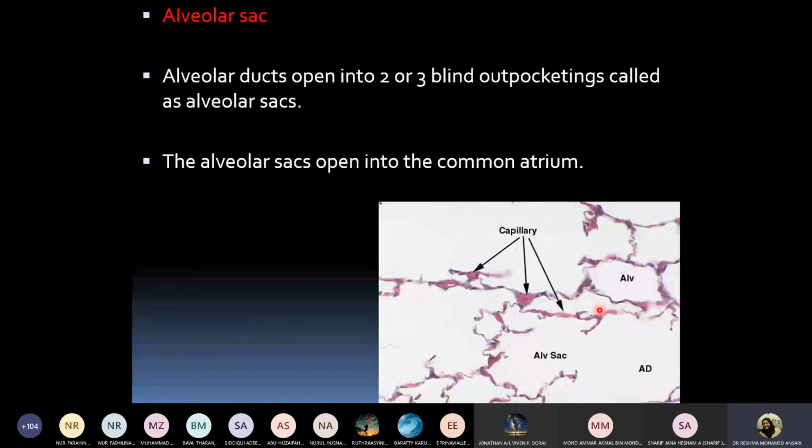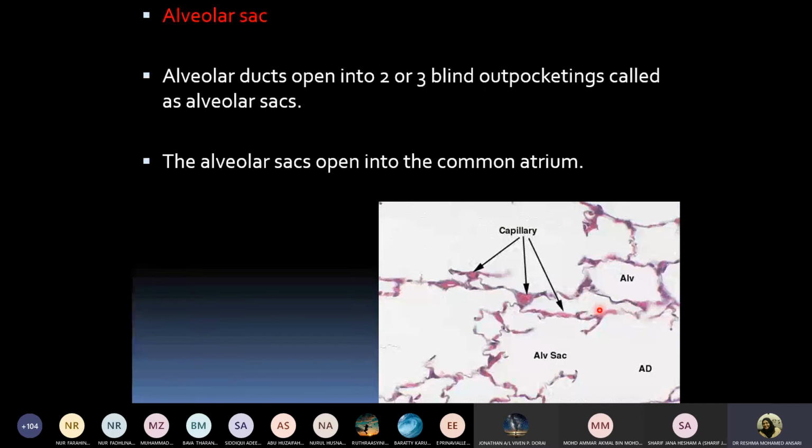Alveolar ducts will again open into two or three blind outpocketings we call alveolar sacs. Under the microscope, you will not see a difference between a duct and a sac. Both are lined by simple squamous epithelium, with collagen and reticular fibers as well as smooth muscle for support. This is just to see how the structure divides. From terminal, we divide into respiratory; from respiratory, into ducts, and duct into sac. The microscopic structure is the same. We just give names for the areas.